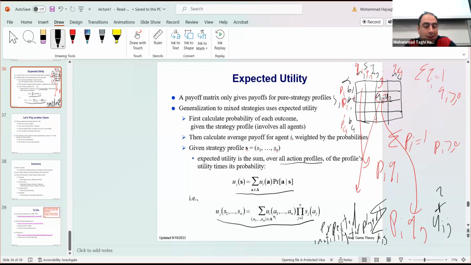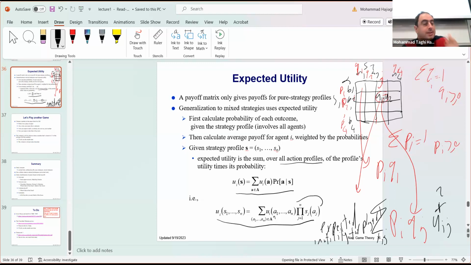So this is all action profiles. For all action profiles, what's the meaning of all action profiles? It means that you go to all cells of this matrix. So each action profile would be corresponding to one cell of the matrix, the payoff matrix. So you will go to all action profiles, A or An, you can say this is the action profiles. In this case, for this action profile, what is the utility of the ith player?